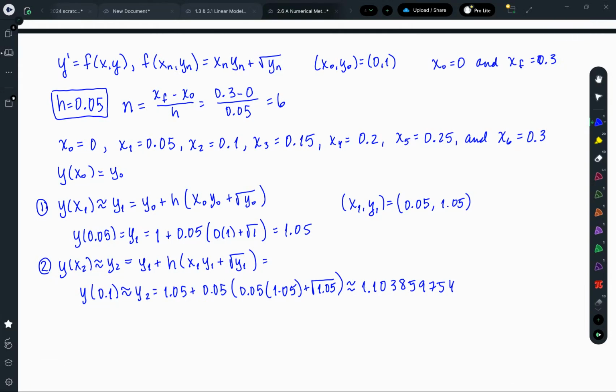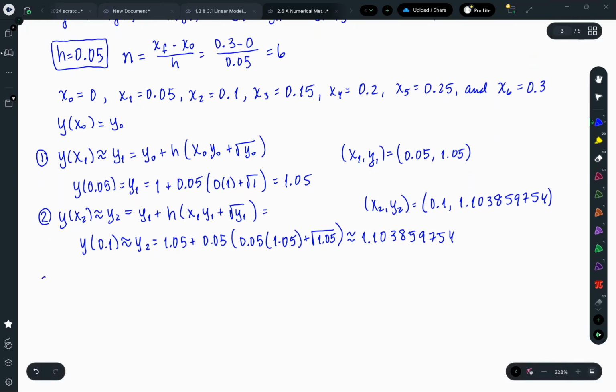Just as before, I'm not going to write out all of the longer numbers in the next calculation, for the sake of space and to save my hand, but I will use the full-blown number in my calculator, okay? So up here I can say x2, y2 is equal to 0.1, 1.103859754.